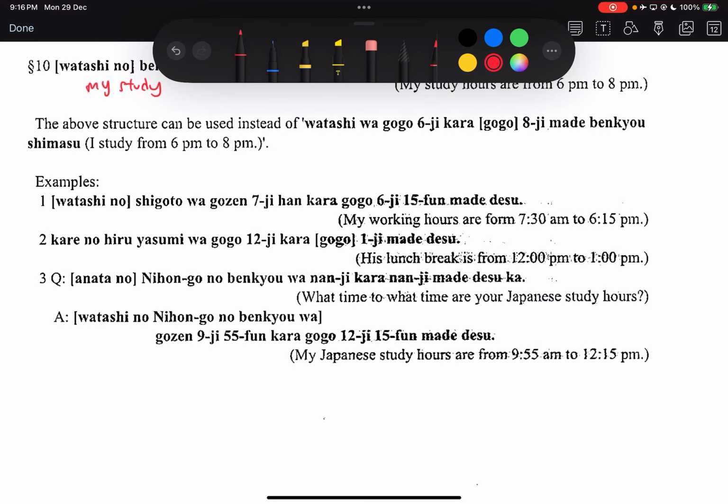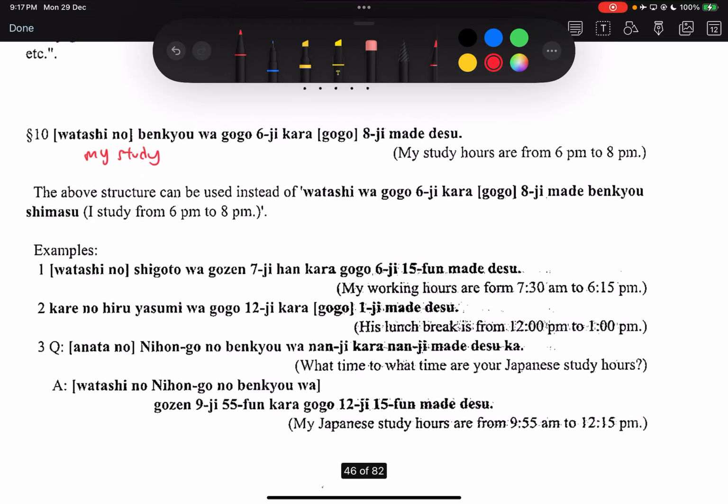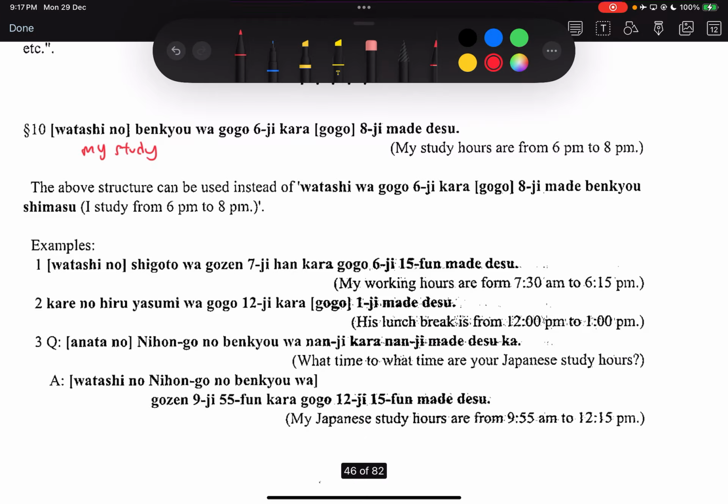Basically, the above structure can be used instead of 私は午後6時から午後8時まで勉強します. Instead of saying the verb, that I study from this timing to this timing, I'm making my verb into a noun. So I'm saying that this noun is from this hour to this hour. But not all verbs can just remove the します and become a noun.